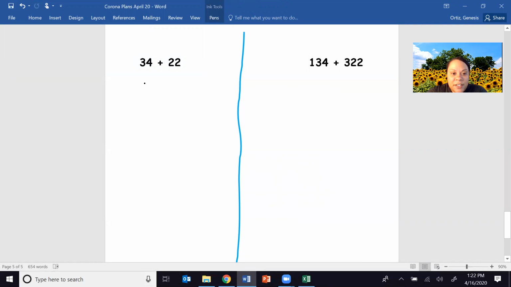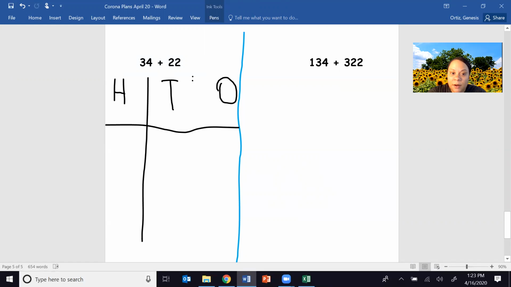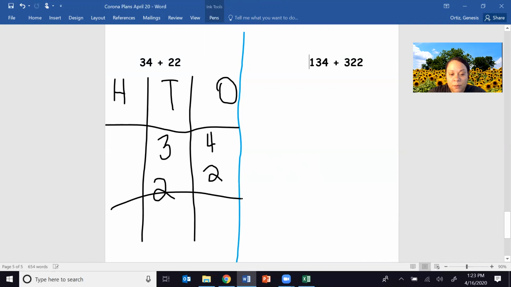So the first thing I'm going to do is draw my H, my T, and my O. I know this looks very sloppy, but bear with me here. So I'm going to put my number 34, so 3 tens, obviously, and 4 ones. We have no hundreds in any of these numbers. Then we have 22. And oops, sorry, but yeah, then we're going to do that.